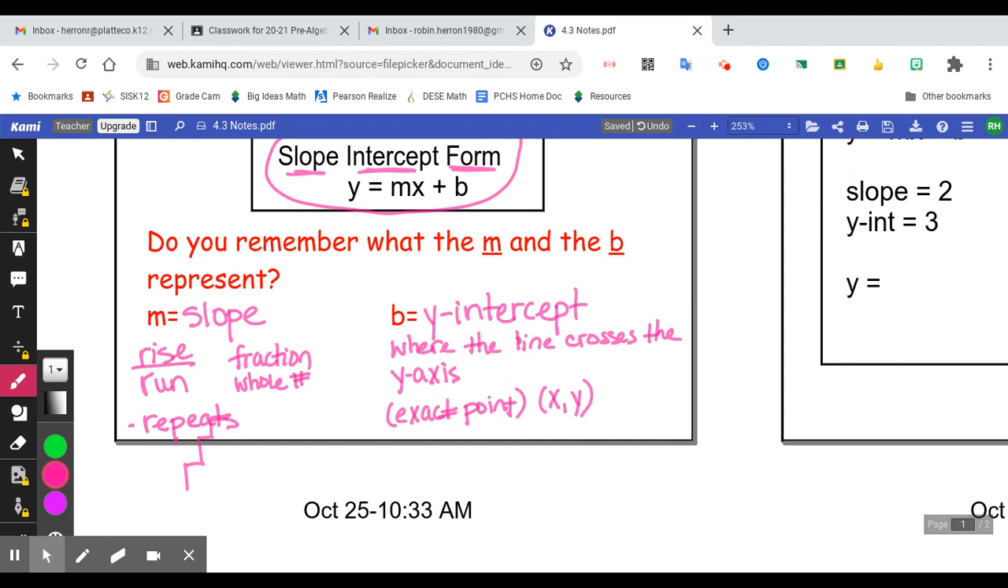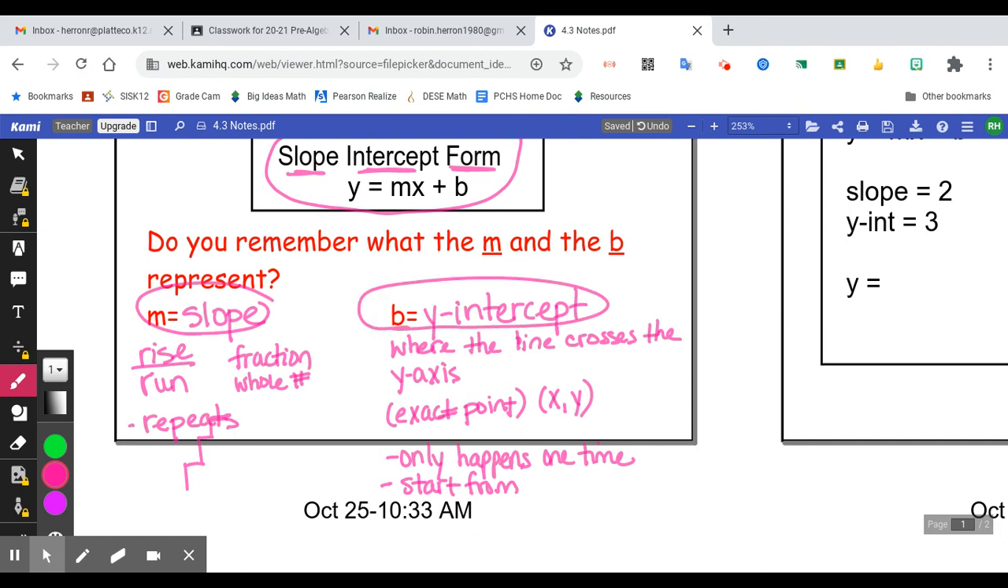It's also where this one repeats. The b or the y-intercept only happens one time, right? So this is where you're going to start from. It's the starting amount, like we talked about in our word problems. So it only happens one time. It's where you start from and where the line continues through that y-axis, okay? So m is slope, super important. b is your y-intercept, where it crosses the y-axis, okay?